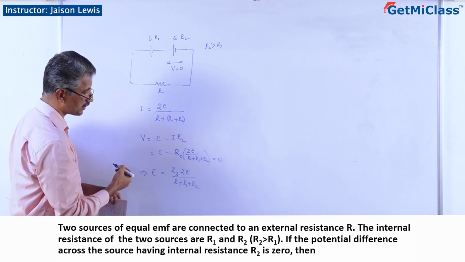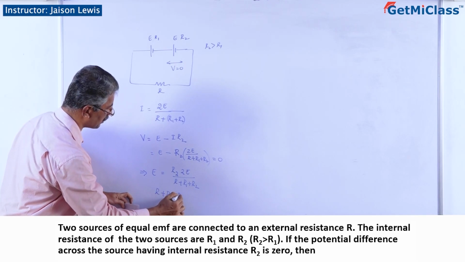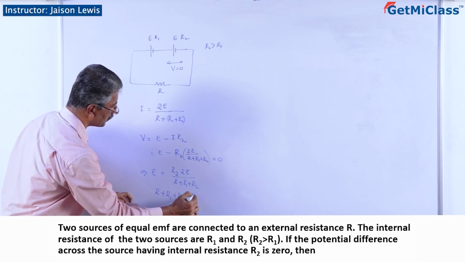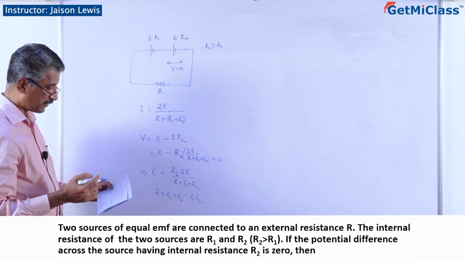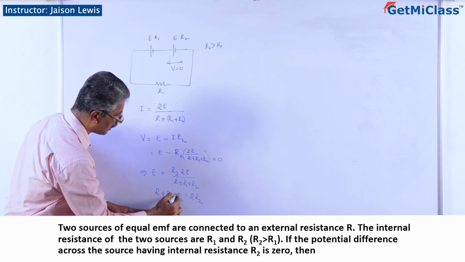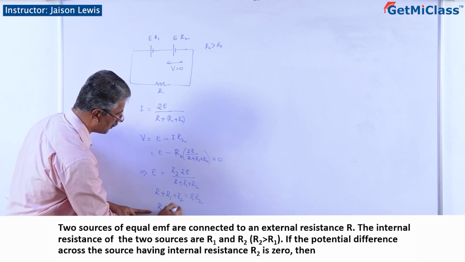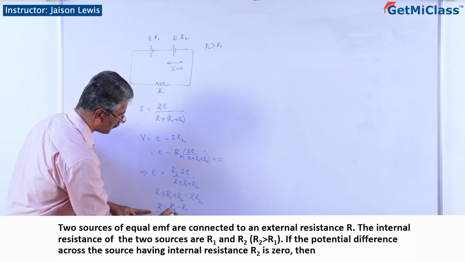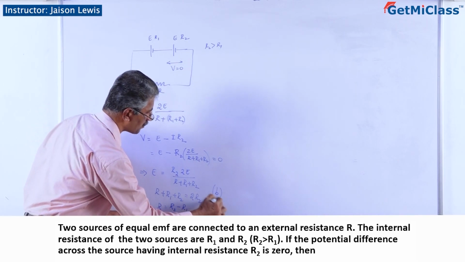Now E cancels, which implies R plus R1 plus R2 is equal to 2 times R2. We require the value of R, so we retain R here. R2 goes to the other side: 2R2 minus R2, that is R2, minus R1. So therefore R is equal to R2 minus R1, and therefore the answer is option B.